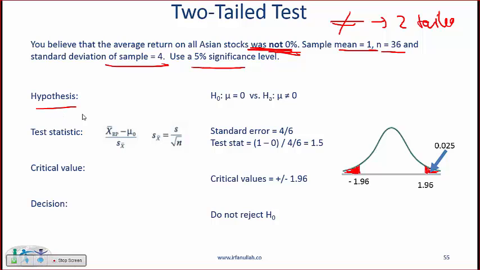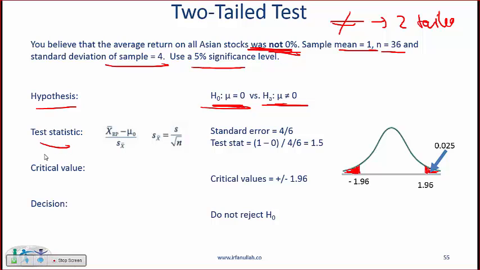So what is the hypothesis? You set it up this way. The hypothesis is that the mean is 0, because the null hypothesis is what you want to reject. And then the alternate is that the mean is not equal to 0. The rule for setting up the hypothesis is that the equal to sign must be in the null hypothesis.